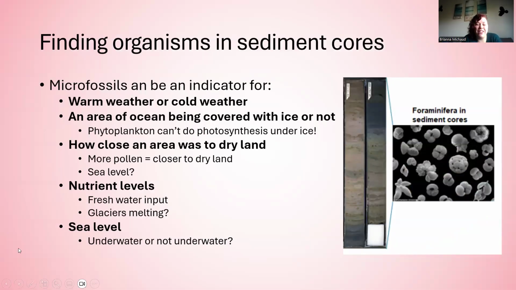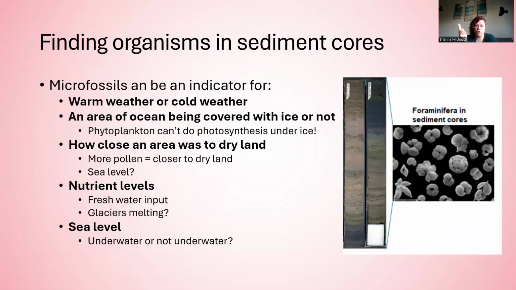I'm not going to go into a lot of detail on this. Your book talks about this a little bit as well. When you're looking at these little biological things left behind in sediment cores, they can give you a lot of cool clues about what was going on. For example, they can be an indication of whether it was hot or cold, because certain species like the heat, certain species like the cold. So depending on what you find there will probably indicate if it's hot or cold. Whether an area of ocean was covered in ice. So did sea ice extend to there or was it uncovered?